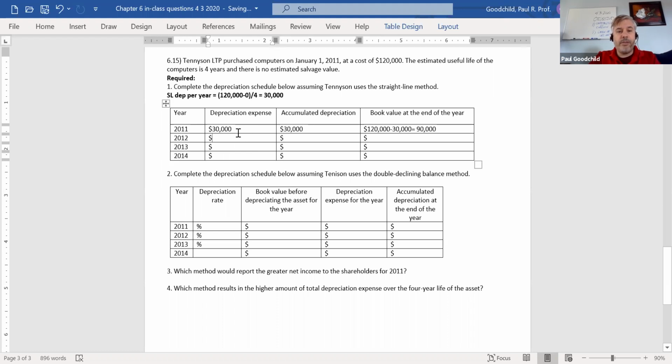So each year this would be 30,000. And this would go up by 30,000, so 60,000, 90,000, 120. And each year this would go down by 30,000. And we'd have 0 after 4 years.